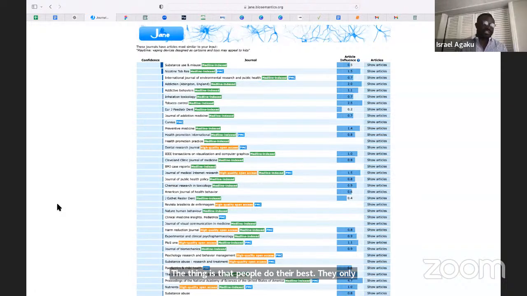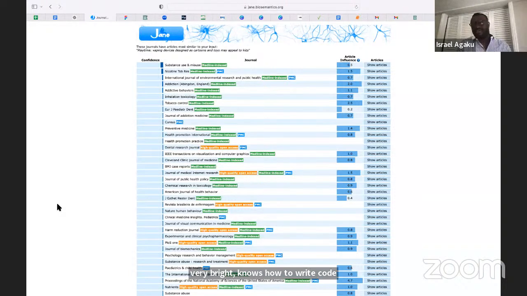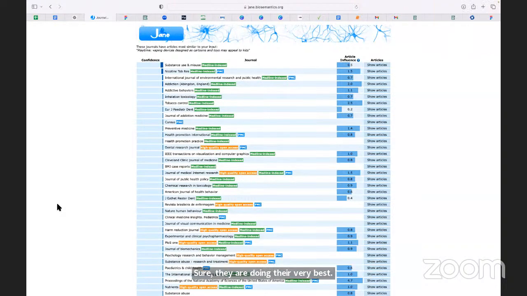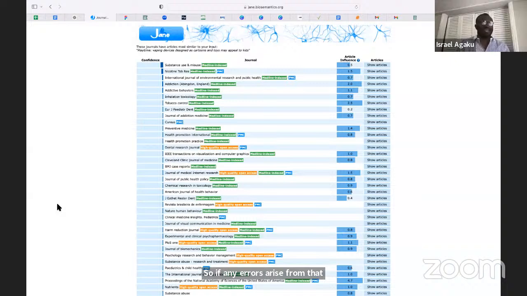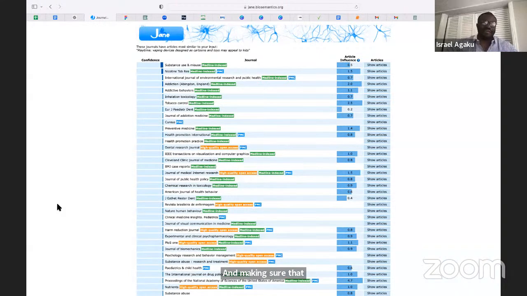So if a software engineer who is very bright, knows how to write code excellently, says, oh, I want to create a software that does XYZ in research, sure, they are doing their very best and they don't know what they don't know. So if any errors arise from that process, it's not malicious. They know how to code and they did their best, right? So we need people who know how to write the code but who also know the science to come and say, all right, this is how we build software that is designed for research, and making sure that software truly doesn't have some of the inherent biases that are very, very widespread.